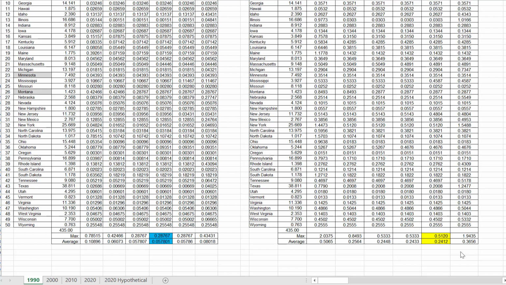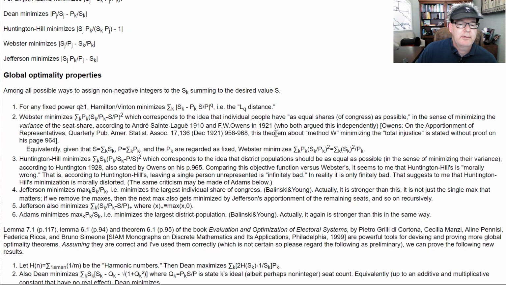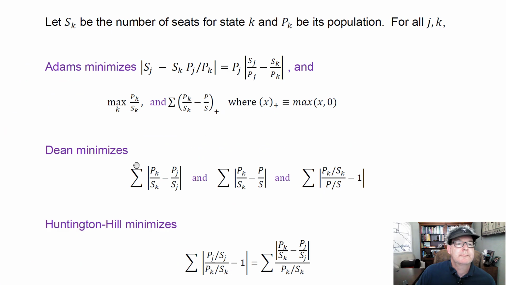So lastly, I'll show those things that I claimed about the minimum. So taking from these properties here, no time to look at them, but we get this. So this is a summary of what we had. So Adams minimizes this quantity, which I looked at these bottom ones. So the maximum of people per seat and the sum of how much you're over the country's average. Dean minimizes pairwise people per seat, just absolute value, so over or under. But that will also minimize the people per seat minus the country's people per seat.